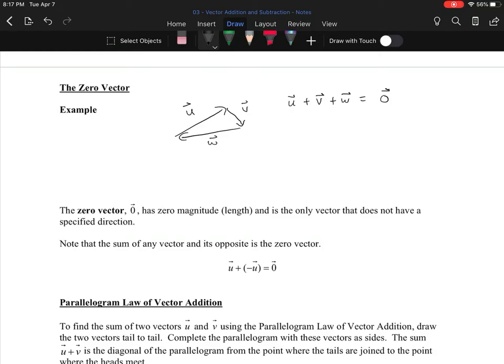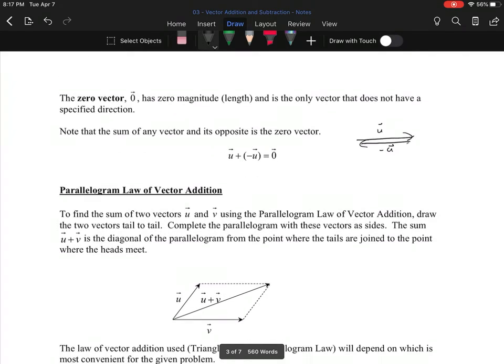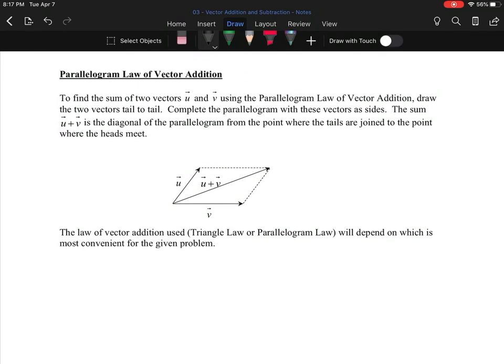Now, the zero vector has a zero magnitude, and is the only vector that doesn't have a specified direction. You can't really talk about a direction if you didn't go anywhere. And notice the sum of any vector and its opposite is the zero vector. U plus negative u is the zero vector. So if you go u, and then you add to that negative u, you get the zero vector.